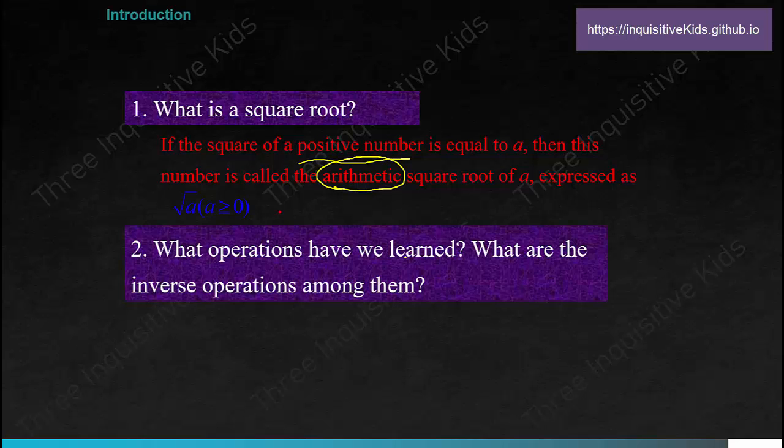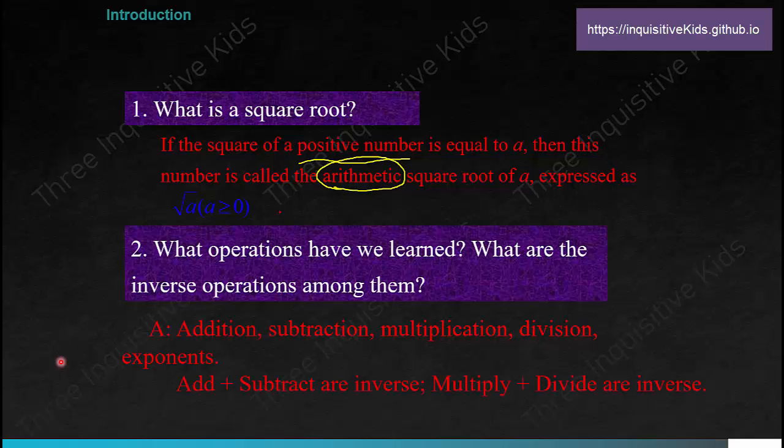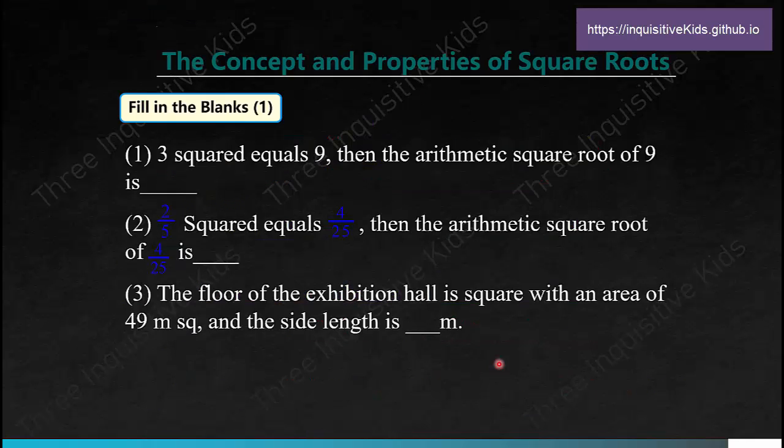So what are the operations we have learned? What are the inverse operations among them? This should be easy. We have addition, subtraction, multiplication, division, and exponents. Exponents we learned last year in our grade 7 lessons, and we've been using them quite a lot now. If you don't know about them, which I think you should if you're going to continue with these lessons, I'm going to put the link in the description down below. So addition and subtraction are inverse operations, so are multiplication and division. But what about exponents? Well, now that's where we get to the concept and properties of square roots.